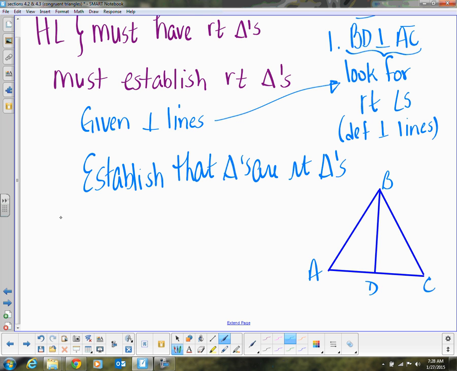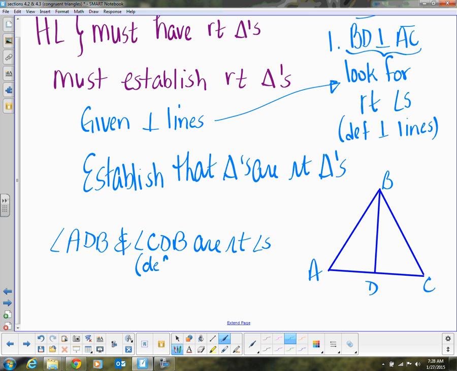All right? So we've got our perpendicular lines. What do we have to establish based on these perpendicular lines? Right angles. So if we begin our proof, the first thing we're going to say is angle ADB and angle CDB are right angles. And how do we know this? Because we were told what? Perpendicular lines.